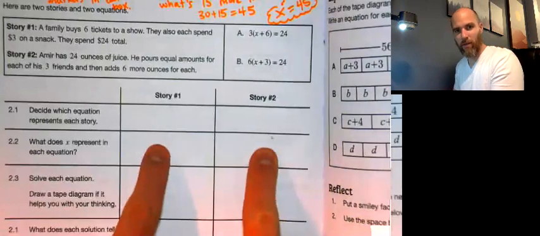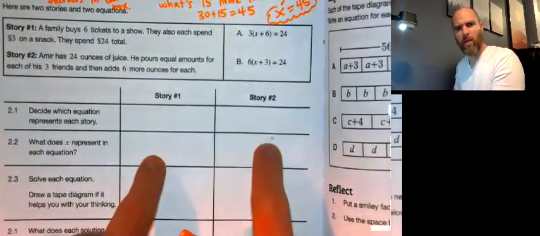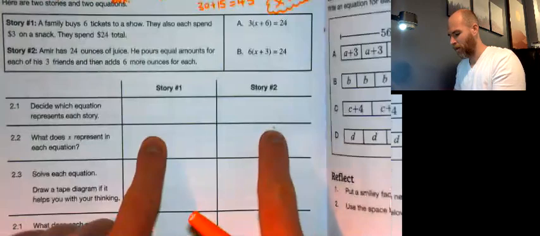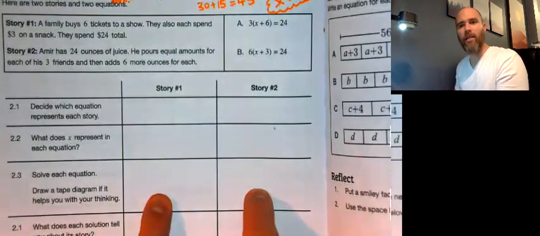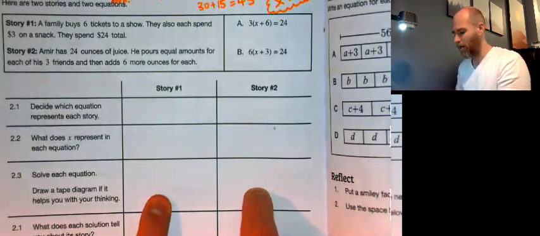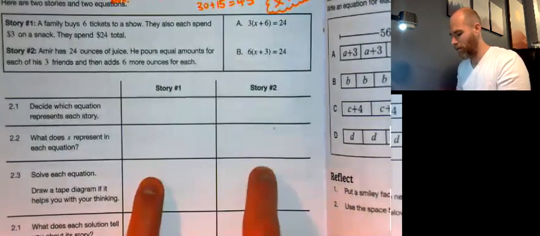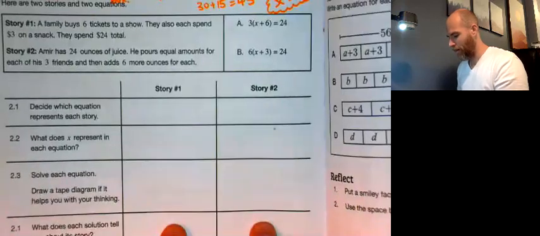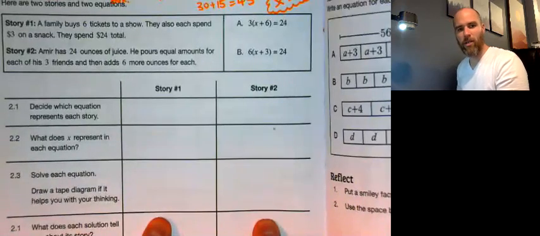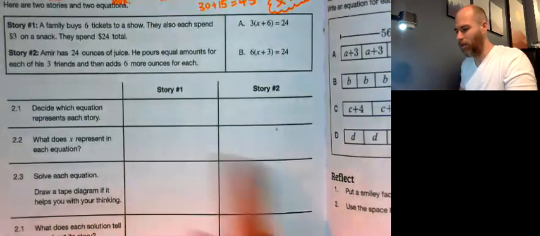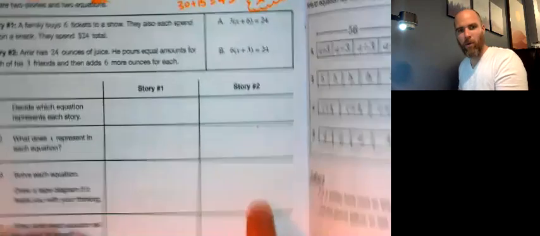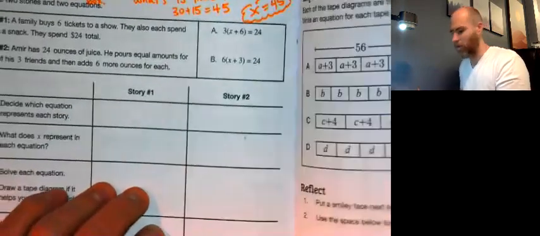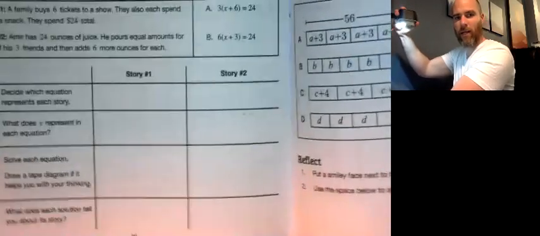Then you have to define the variables for each one, like what is X representing in each of these. Then you can solve them. And it says drawing a tape diagram is optional, so you don't have to do it. You can use any strategy you want to solve at this point. And then, what does the solution tell you about the story? That's like write a little conclusion. That's basically what we did here. There were 45 markers in each box. So what's the little conclusion you can make from the solution? All right, so pause, see if you can do this whole table without me, and then press play.